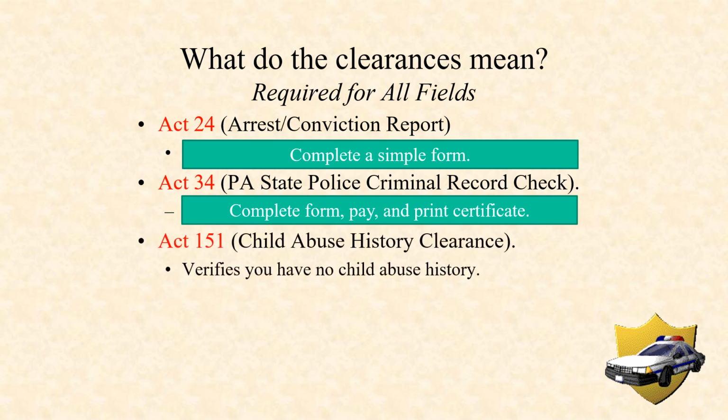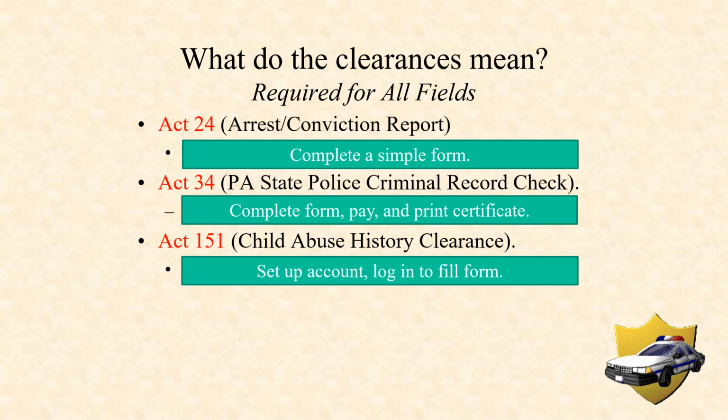Act 151 is the Child Abuse History Clearance. The purpose of this is to verify that you don't have any history of child abuse. Now, this one's a little more involved. We have to set up an account online, and then we log back in and fill out the form, and ultimately you log back in when the clearance becomes available in order to print out the certificate.